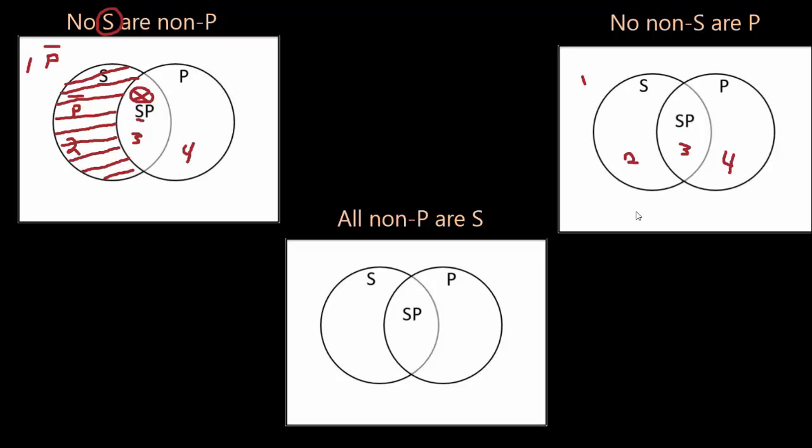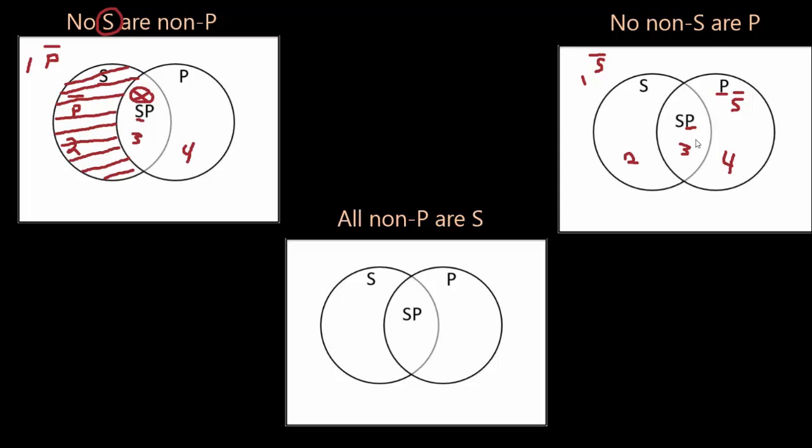All right, so now we're worried about non-S's and P's. So I want to figure out where my non-S's are. Area 1 is where I find some of them. But area 4 is also outside of the S circle, so that includes the non-S's. We're also worried about the P's, and I already have those labeled.